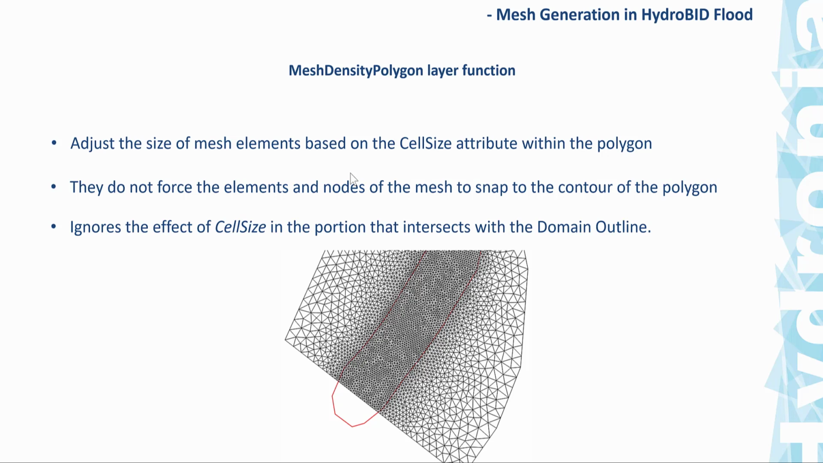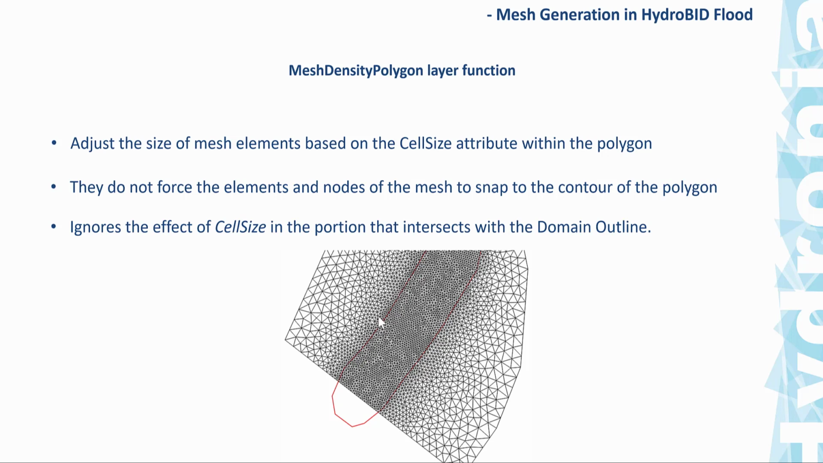That's also sometimes used in conjunction with the mesh density polygon. So in contrast with the mesh density lines that, as the name implies, are polylines, the mesh density polygon layer includes polygons, and the polygons also have the cell size attribute, and they also do not force the cells to conform or to snap to it. So the elements essentially cross the contour of the polygons drawn in the mesh density polygon layer. But what they do, in contrast with the mesh density line, is force the generation of smaller cells, or cells that are on average equal to the cell size attribute that you give to it, within the interior of that polygon.